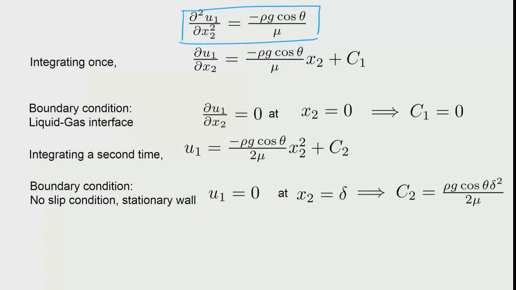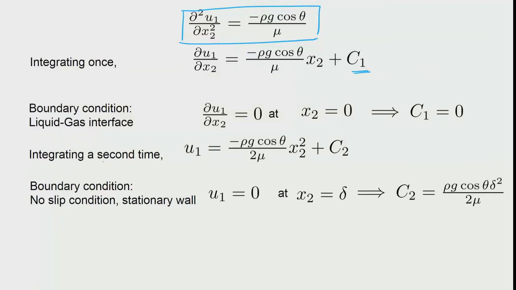the integration can be done once, and the way we have chosen the coordinates is such that the wall is at x2 equal to delta and the gas is at x2 equal to 0. That is very convenient, because when we integrate once and see the integration constant C1, the first boundary condition for the gas liquid interface would set that constant to be 0. So, the form of the velocity is going to be very simple.